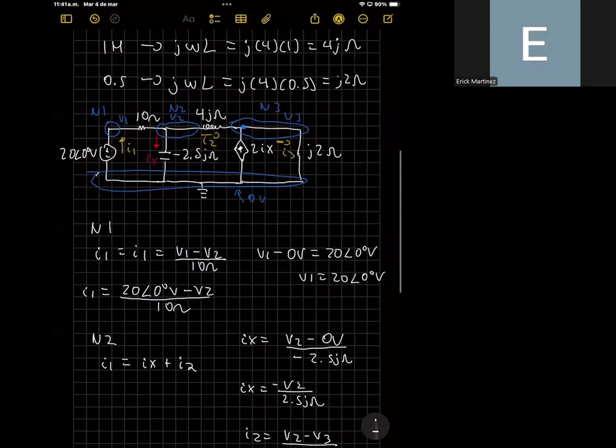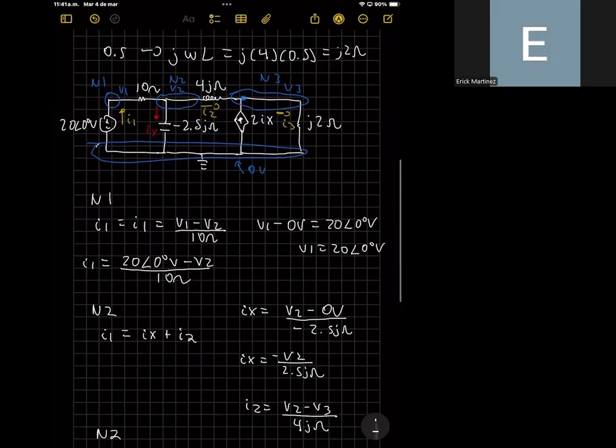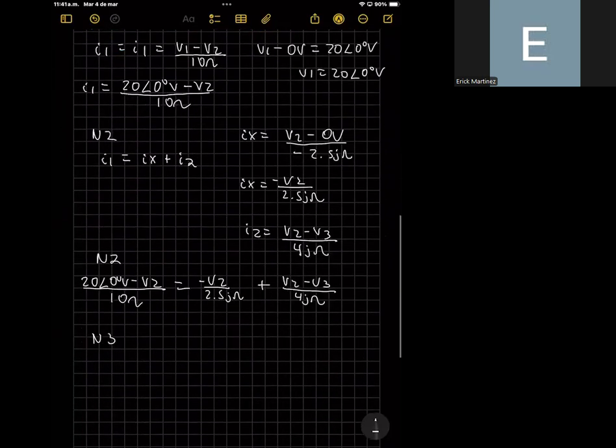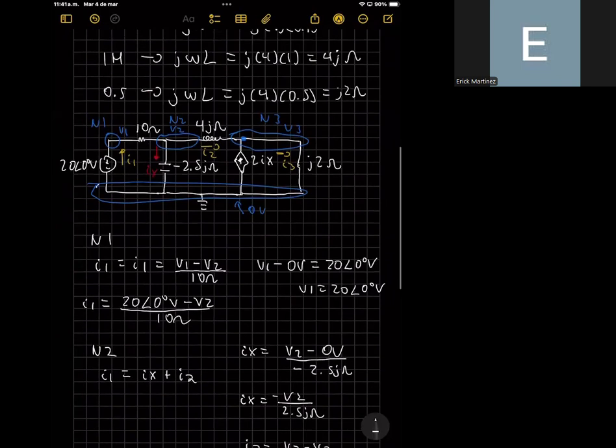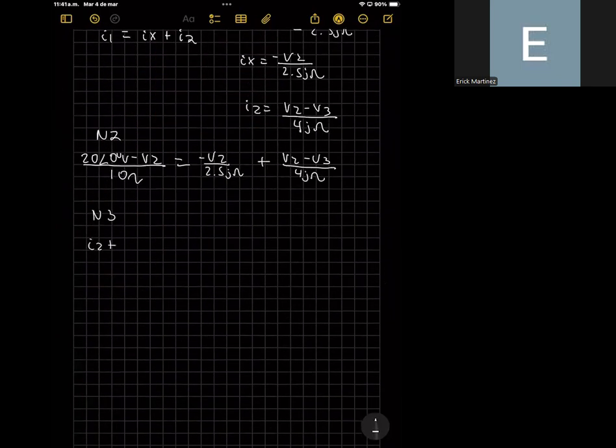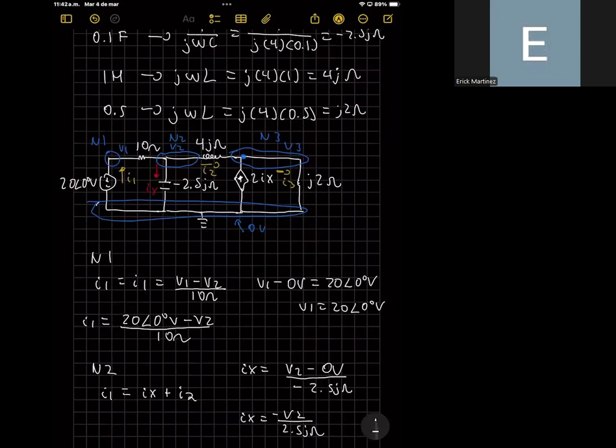And you can notice here that if you look at node number 3, I2 is entering this node, and the current of the current source is also entering this node. Remember that it is equal to 2 times Ix, and I3 is leaving that node. So here we have I2 plus 2 times Ix should be equal to I3, okay, because I2 is entering this node, and the current source is also entering this node, okay?